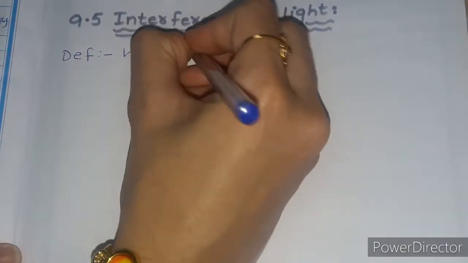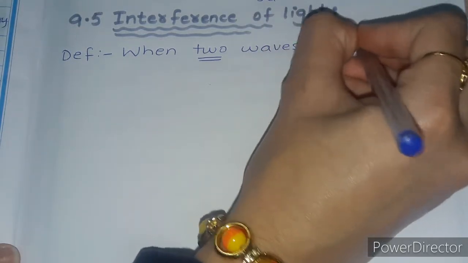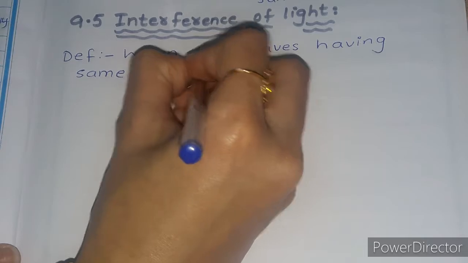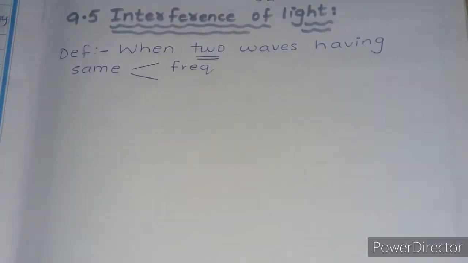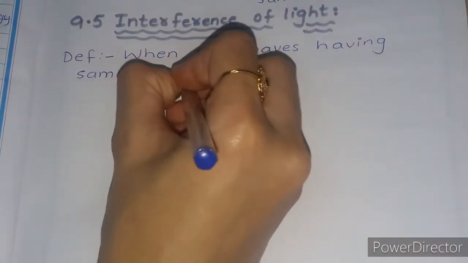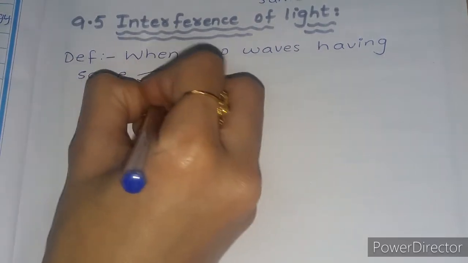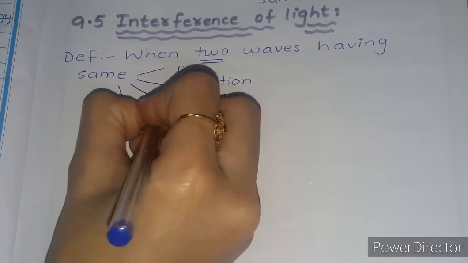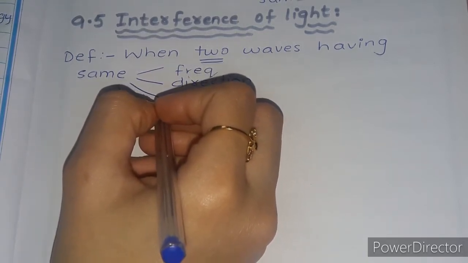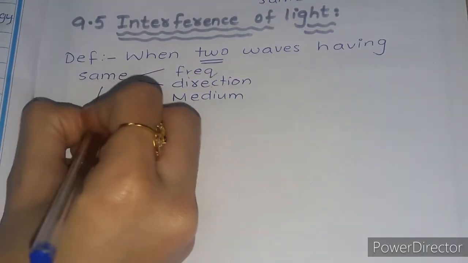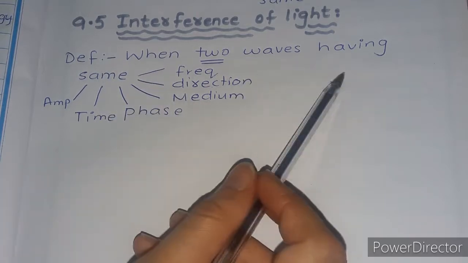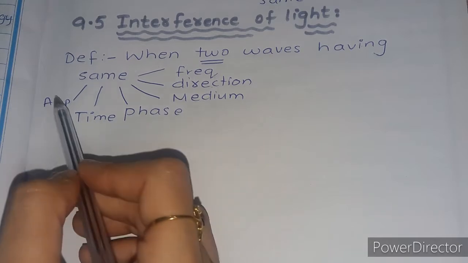When two waves, meaning there is a condition of two waves, having the same frequency, direction, medium, phase, time, and amplitude.